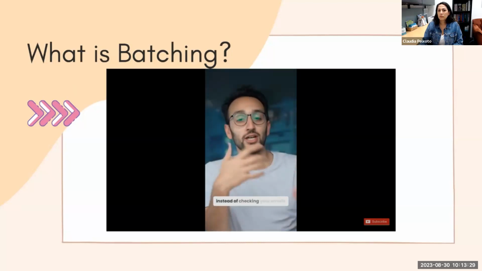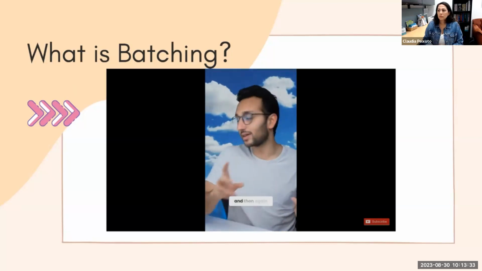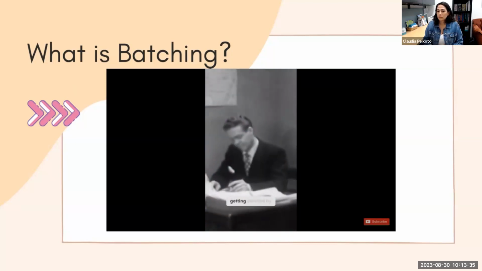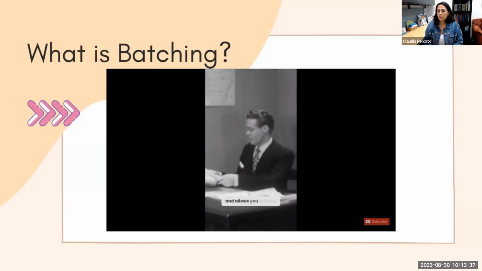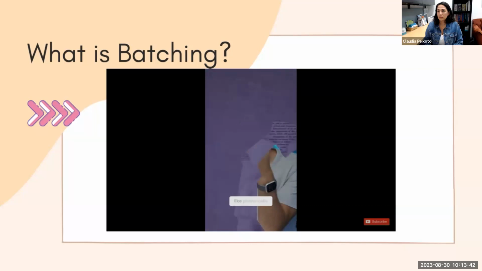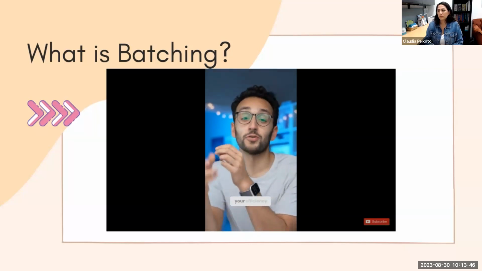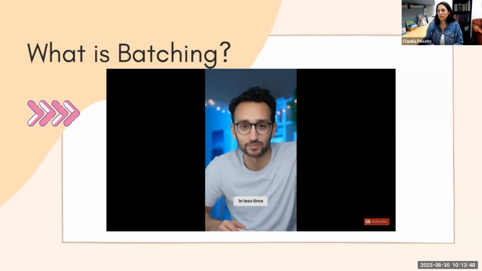For example, instead of checking your emails throughout the day, you can batch them together and check them all at once in the morning and then again in the afternoon. And this helps you avoid getting derailed by constant interruptions and allows you to focus on the other tasks in between. And you can apply the same principle to other things as well, like phone calls or errands or going to the toilet. By batching similar tasks together, you can increase your efficiency and get more done in less time.